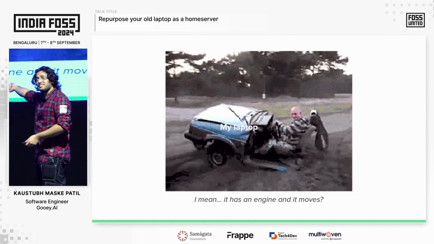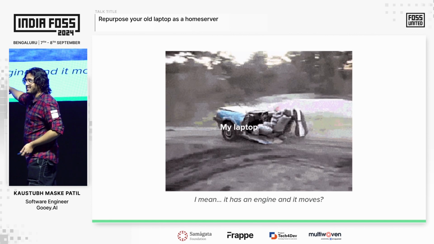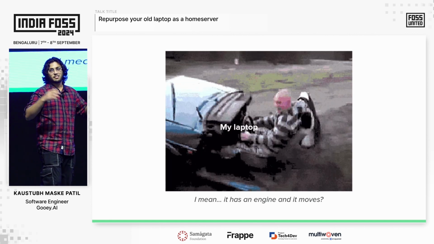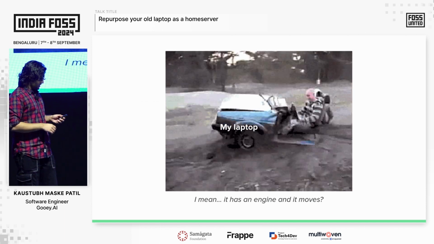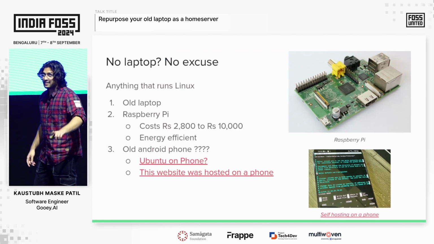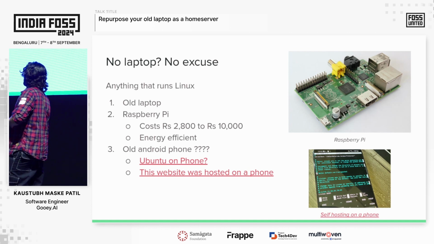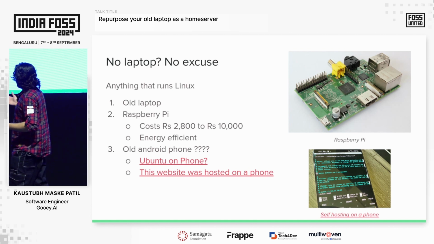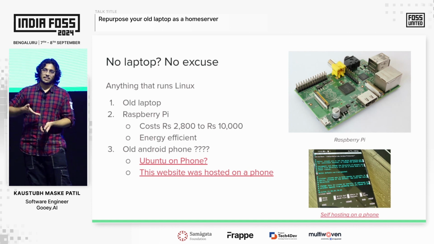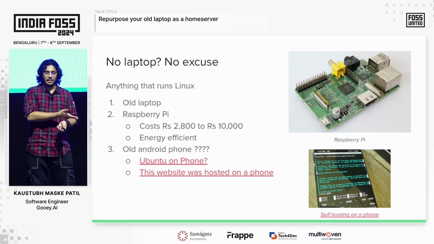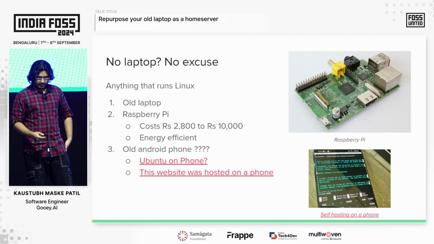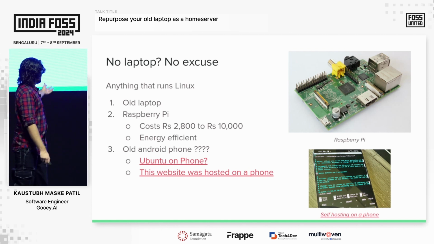But it was something like this. It works. It has wheels, it has an engine. My laptop has a computer. It runs. What else? So if you don't have an old laptop lying around, there's no excuse for you, because you can use something like a Raspberry Pi. It's very energy efficient. I haven't gotten a huge spike on my electricity bill from using a laptop, but this is even more efficient. So anything works.